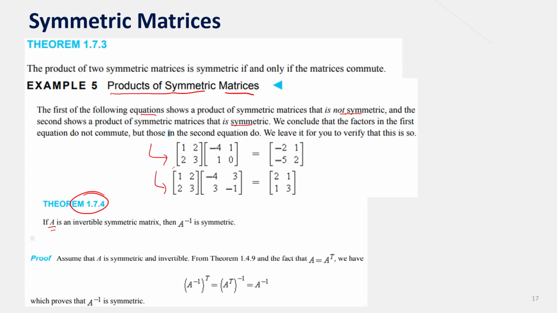Let's say A is an invertible symmetric matrix, then A inverse is also symmetric. Later on, you can prove that when A is symmetric and invertible, the transpose of the inverse will be equal to transposing it first and then inverting it later. It will still equal A inverse. And then this will prove that A inverse is symmetric.